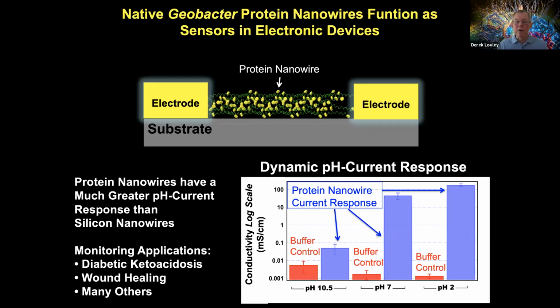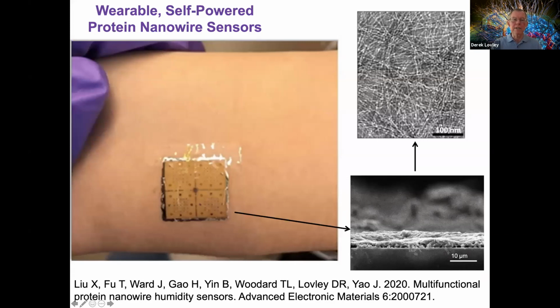So the native wires function as sensors. And this was first seen by Mikhail Malvankar and others, that there's a strong response to pH. So this is for an individual wire, and you can see as the pH decreases, this is a log scale, greatly increased response. And so this led us to this sensor concept.